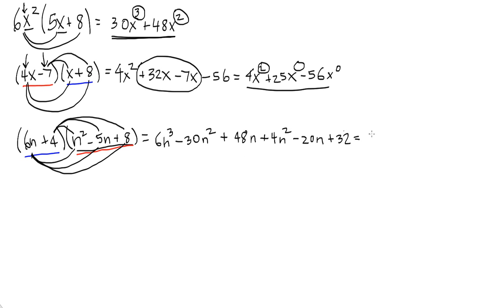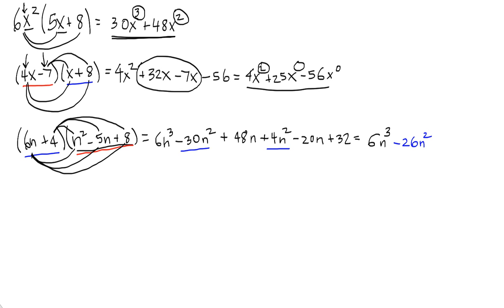So our first term is 6n cubed. There are no like terms with that. That's the only cubed term. We can only add together or subtract things that have the same power of x. Now let's take a look at our n squared terms. There's 1 and there's 1. If I take negative 30n squared and add 4n squared to that, negative 30 plus 4 is negative 26n squared.